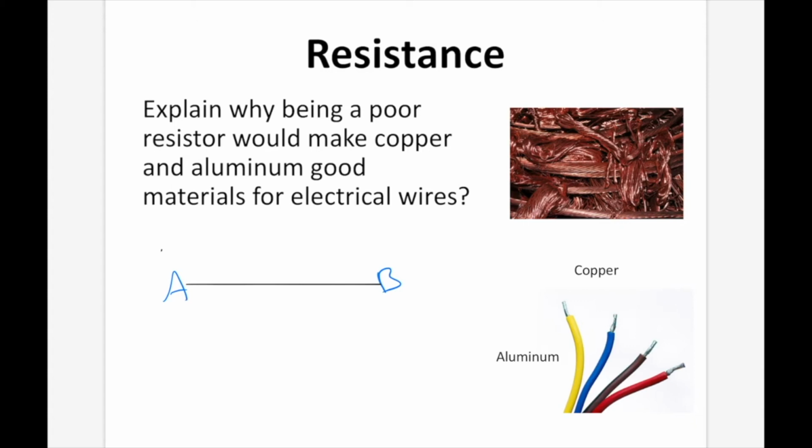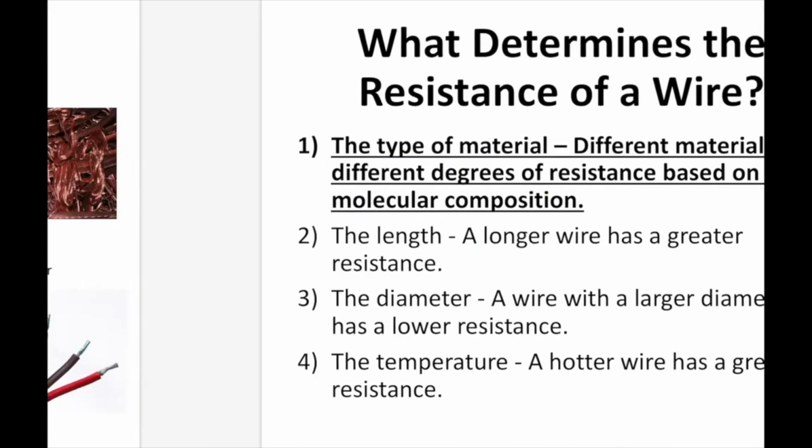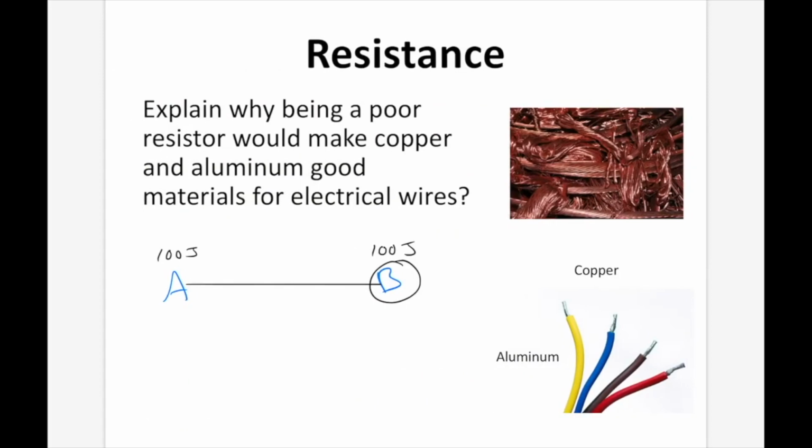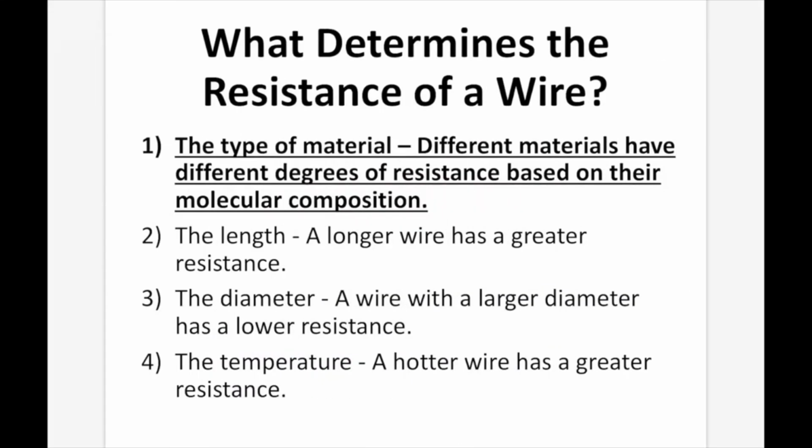So for instance, if we left A at 100 joules, we want to arrive at B with as close to 100 as possible. 100 would be ideal. However, we are probably going to lose a little bit in the journey. But the less we lose, the more that's available at B. Now, copper and aluminum do this very well. They're very good conductors, they're poor resistors, so most of the energy that starts at point A makes it to point B.